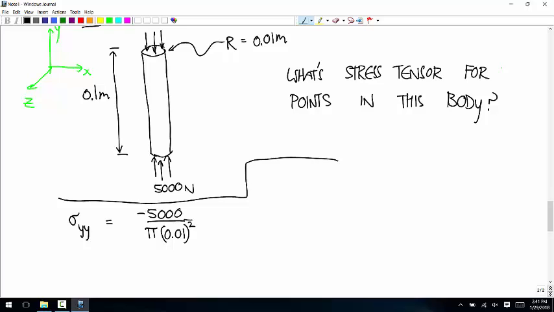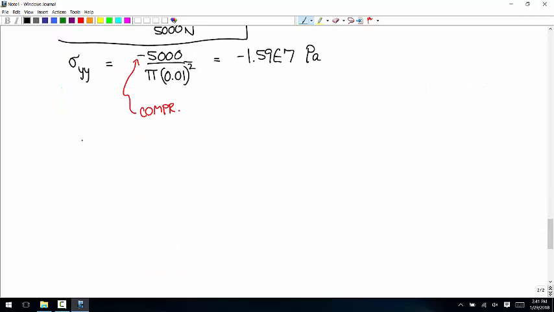And where did that negative come from? Yeah, on the positive y face, it's in the negative y direction, or you could just think of it as compression. And so this gives you negative 1.59 times 10 to the 7 pascals. And so the stress tensor is zeros everywhere except the yy position, which is negative 1.59 times 10 to the 7.